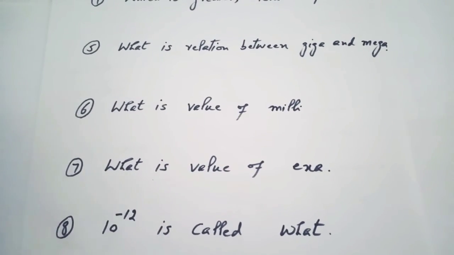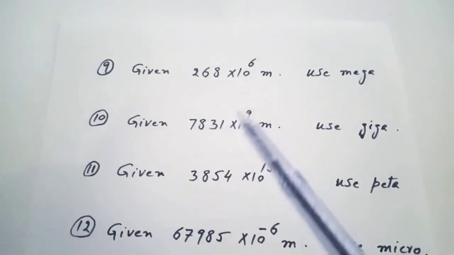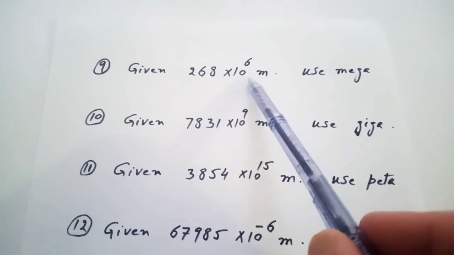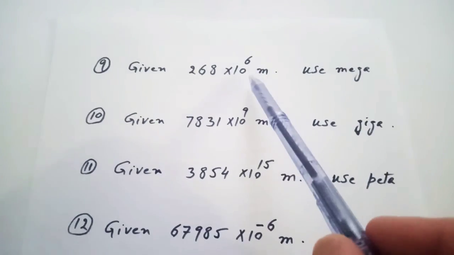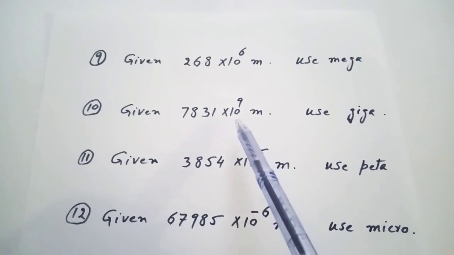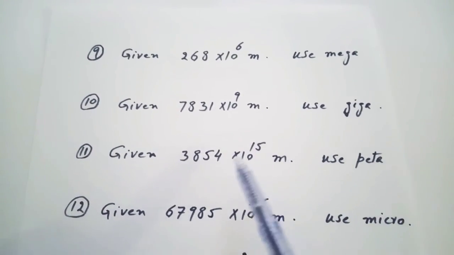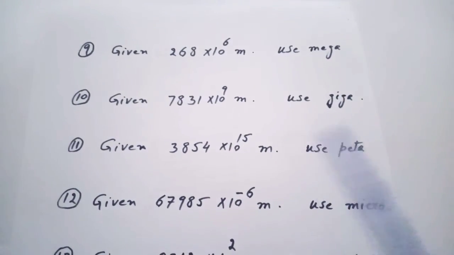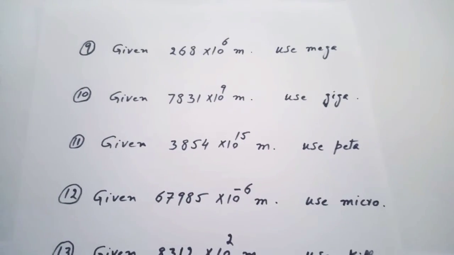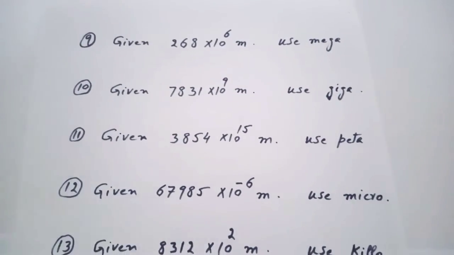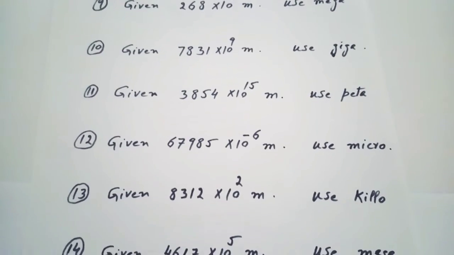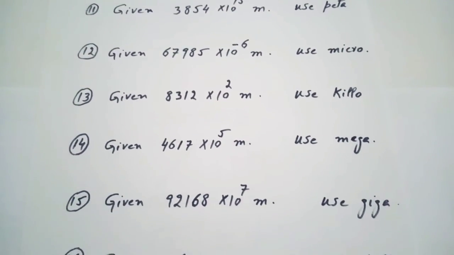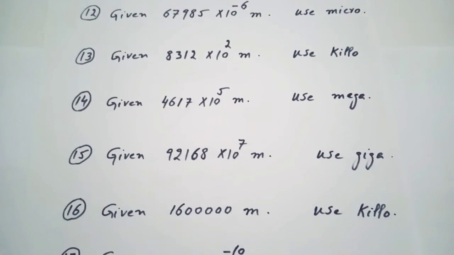These are the questions in the worksheet. For example, this is a measurement of length. Use mega as the prefix here. This is the measurement in length. Use giga. This is a length. Use peta. So these are the prefixes. Use these prefixes in these measurements. All these questions you solve them and use the prefixes in every measurement.